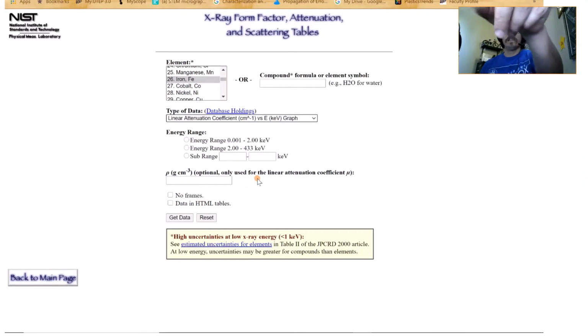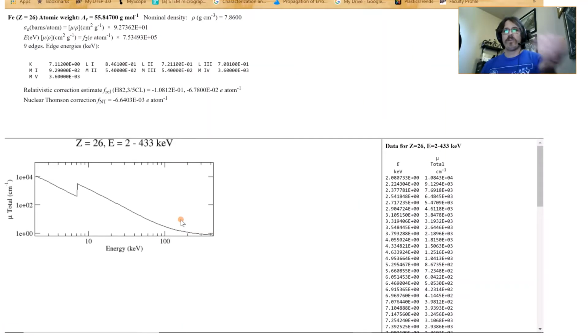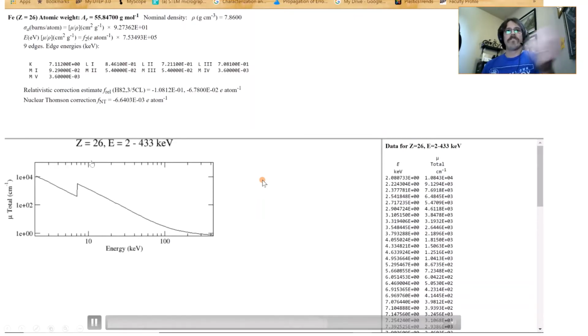But you also get linear coefficient, and you can pick the range, and you can get the data, and you can play around with this. You have the link, so play around with it if you like. And so it gives you a whole range of data. You get a graph. You also get edge absorptions, which we'll talk about later.